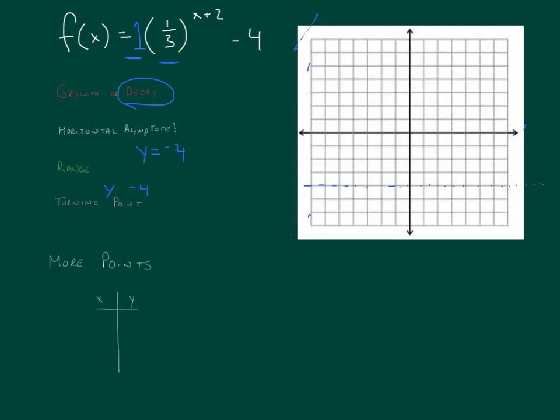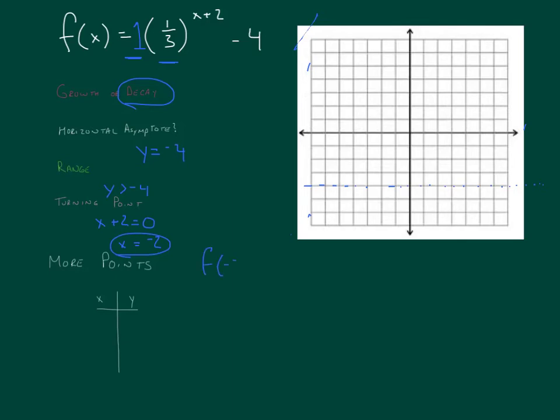Which means it's positive, and we are talking about y being greater than that. So everything's going to be above that horizontal asymptote. Let's look for that turning point. That turning point happens when x plus 2 is equal to 0, or when x is negative 2. Let's find the y value that goes with that.